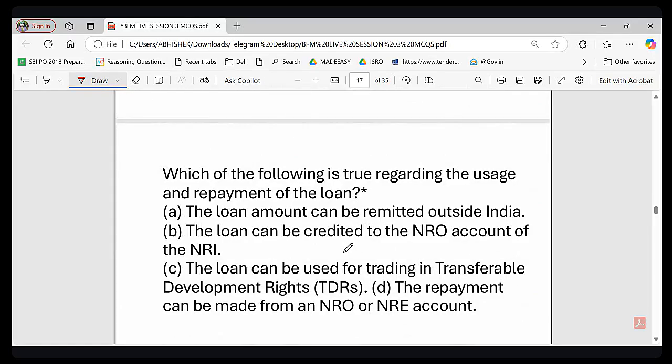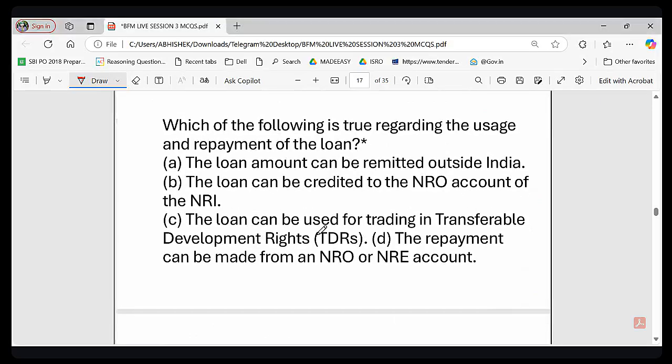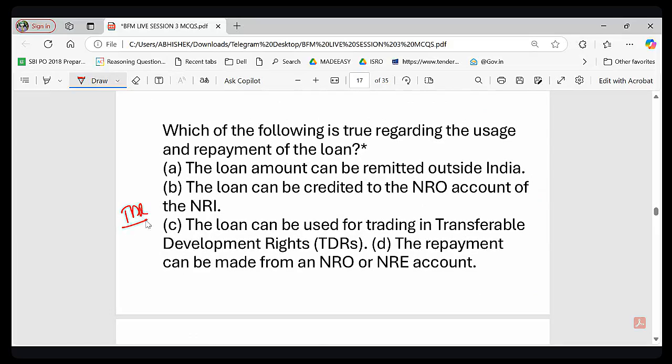Let's tackle another question on loans given to NRIs. In the previous examination, in the June or July examination, a question based on loans given to NRIs was asked. Now let's see this particular question in front of your screen. The question is: which of the following statements is true regarding the uses and repayment of such a loan? Option A: the loan amount can be remitted outside India. Option B: the loan can be credited to the NRO account of the NRI. Option C: the loan can be used for trading in transferable development rights, which we call TDR. And option D: the repayment can be made from an NRO or NRE account.